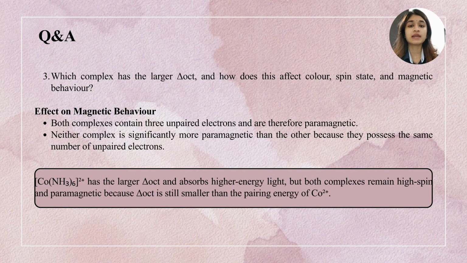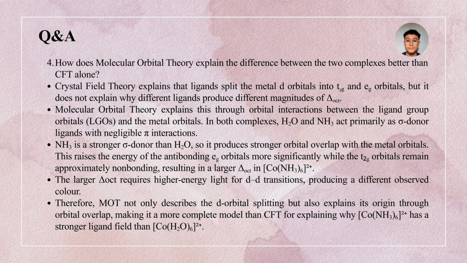In conclusion, the hexaamminecobalt 2+ complex has the larger crystal field splitting energy and absorbs higher energy light, but both complexes remain high spin and paramagnetic because the crystal field splitting energy is still insufficient to overcome the pairing energy of the cobalt 2+ ion.